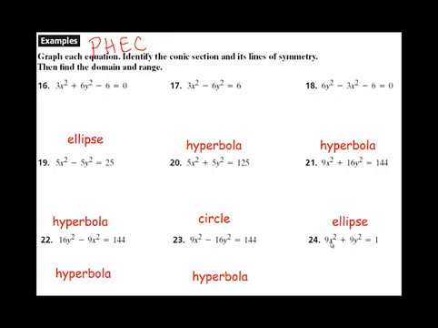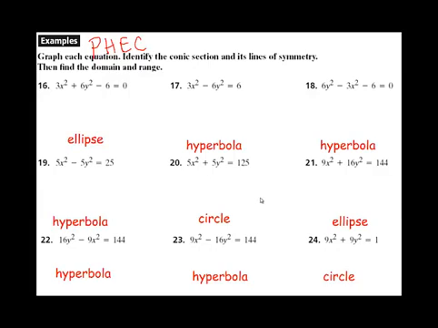And then the last one, question number 24, we have two squared variables, not a parabola, and they're not opposite signs, so it's not a hyperbola. It's either going to be an ellipse or a circle, and since the two coefficients are the same, that's going to be a circle. All right, so how'd you guys do?